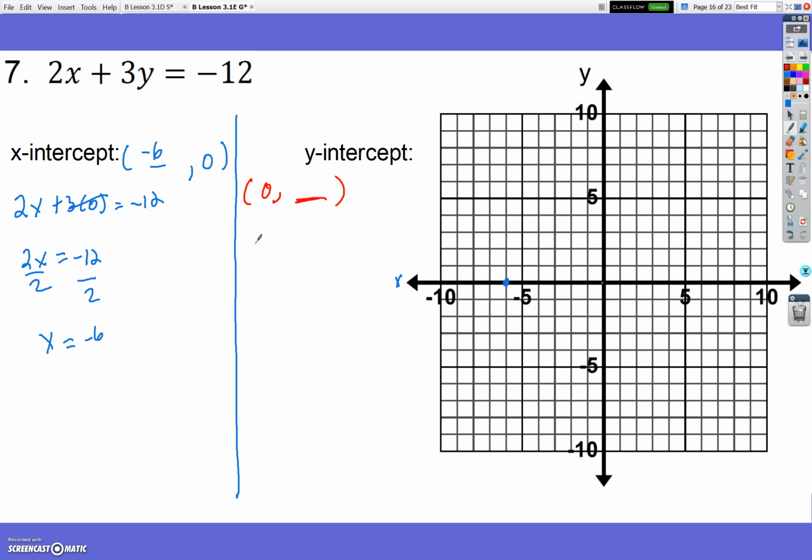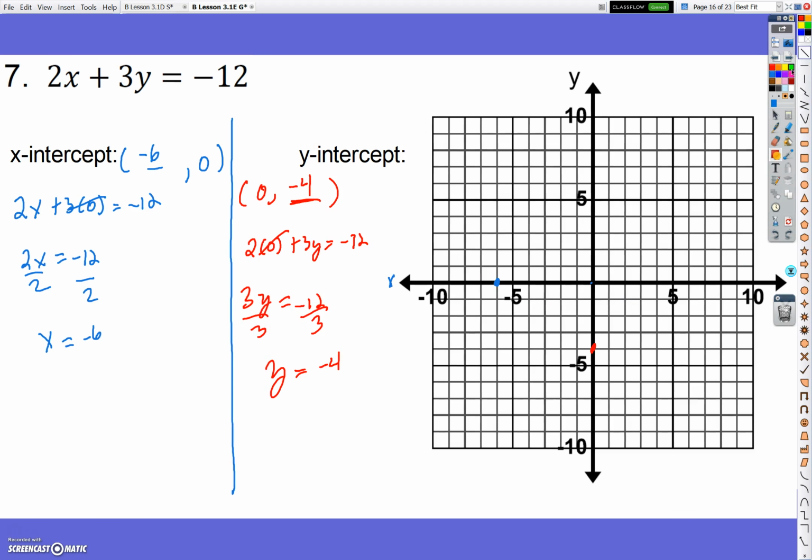So if I plug that into the equation, it would look like 2 times 0 plus 3y is equal to negative 12. This cancels and I'm left with 3y is equal to negative 12. And I would just divide each side by 3 to get y equals negative 4. So when I plugged in 0 for x, my y value is negative 4. So all I do now is go down 1, 2, 3, 4, and I plot my second point. Now, to graph a line, you only need 2 points, so we could go ahead and connect the dots. So it would look like this.